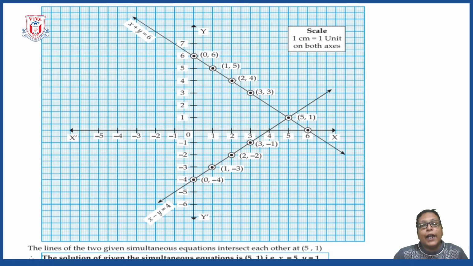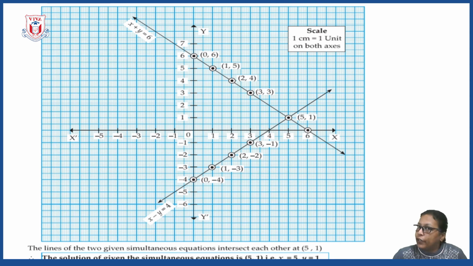You will observe that the equation of the line is also written over there, that is x plus y is equal to 6. Then you can see that the 4 points are plotted for the second equation also, and we have to extend these lines so that they will intersect each other. You will find that these lines are intersecting at the point 5, 1.